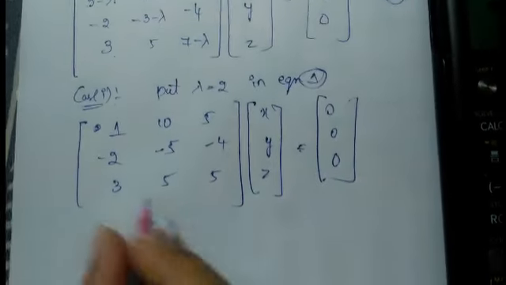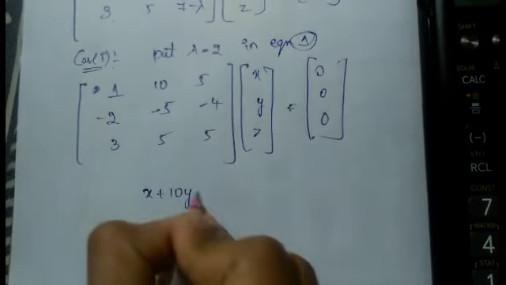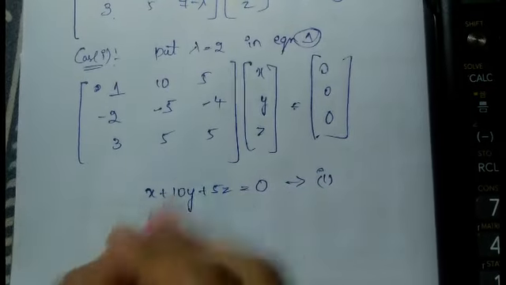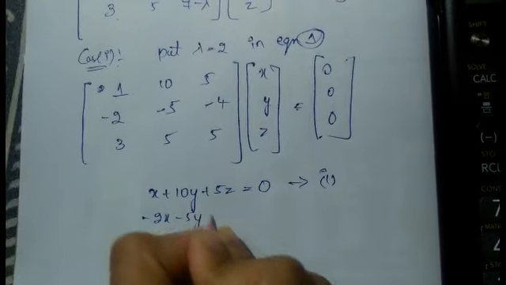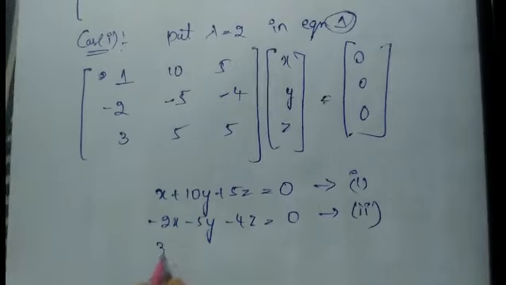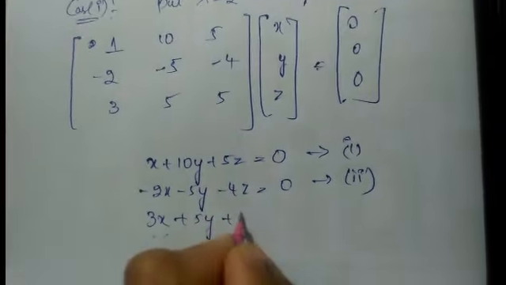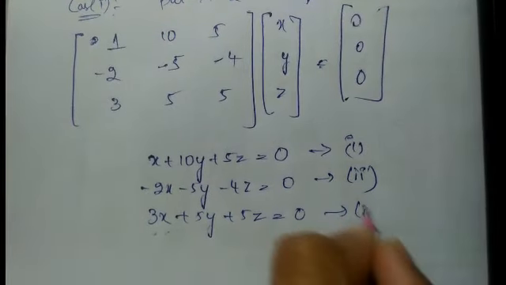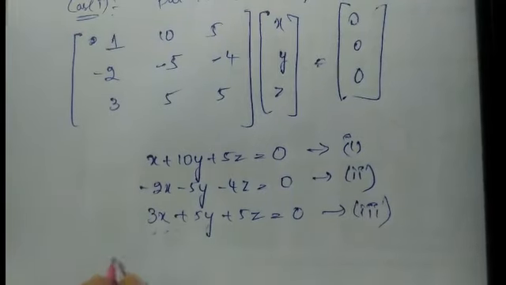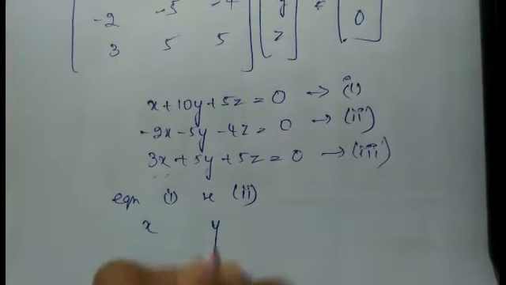So from this write the equations. The equations come as x plus 10y plus 5z equals to 0, equation 1. From this, minus 2x minus 5y minus 4z equals to 0, equation 2. And from the third row, 3x plus 5y plus 5z equals to 0. This is equation number 3. So I am taking equations 1 and 2 and I am solving them.